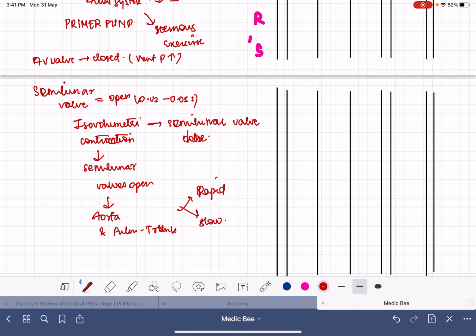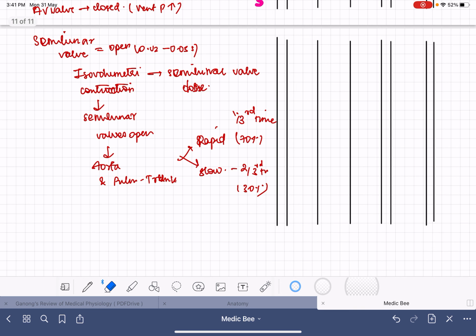In rapid ejection, 70% of the blood volume will be pumped out in just one third of the time. In the slow stage, in the rest two thirds of the time, only 30% of the blood will be pumped out. That is why we call the first stage rapid ejection and the second stage slow ejection. Together they are called the ventricular ejection.